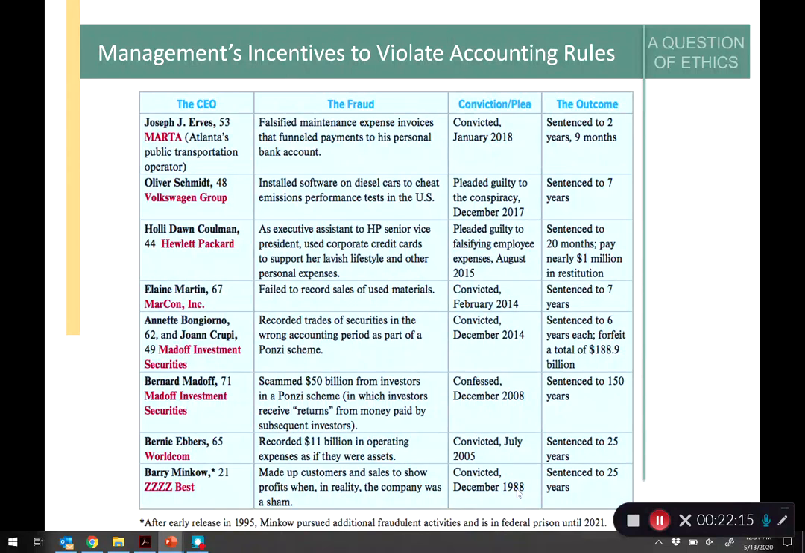So these are just some examples of various CEOs that were involved in frauds, recognizing revenues and expenses in the inappropriate period to make the company look better than it really was. When the fraud came to light, they were convicted, and the outcome you can see is quite a few years in prison for these different schemes. So it's really important that we remember to follow the revenue recognition and expense recognition principles, which in short are revenue recorded when earned, expenses when used.